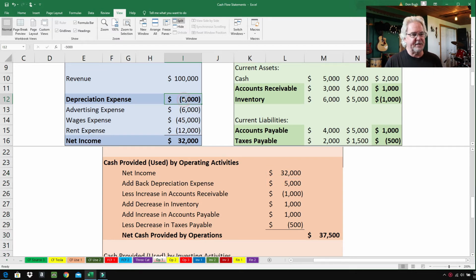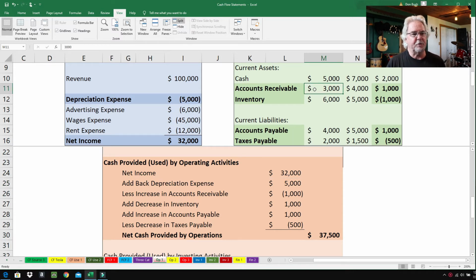And we find that on the income statement also. So add back depreciation expense of $5,000. Now, here's the part where you got to think a little bit. We're looking at our current assets and current liabilities. Now, the first current asset here that we're going to look at is accounts receivable.